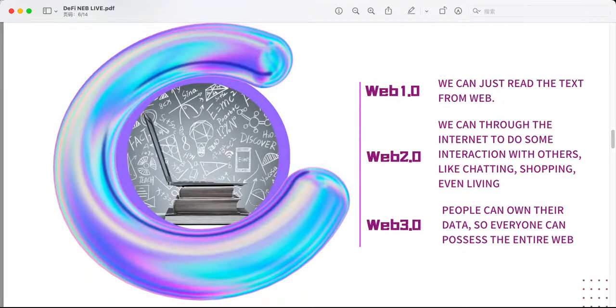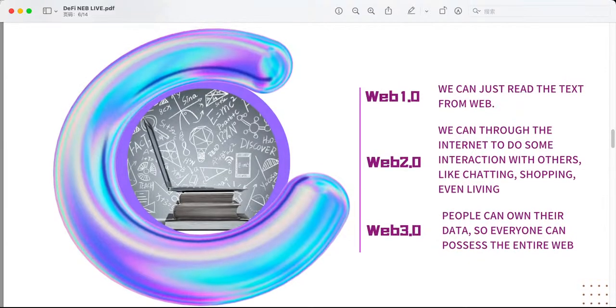So that's why the concept of Web3 is very important for our individuals. That's because in Web3, people are not just creating their content like on Web 2, where they have to share the profit with the platforms. In Web 3, people can directly get the profit when they create content on the blockchain. So for everyone, they can own the entire web. This is important for our individuals.